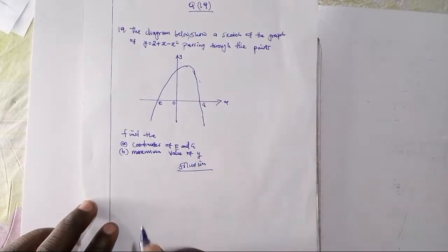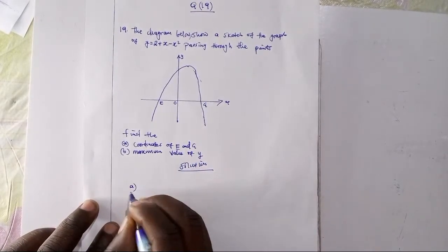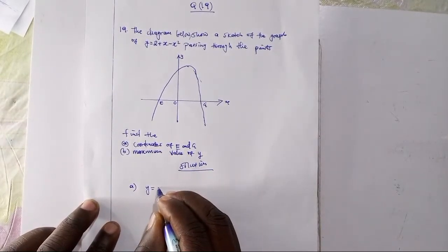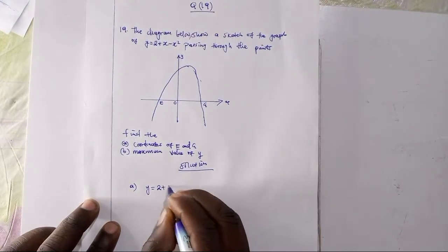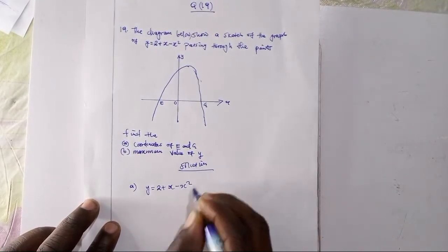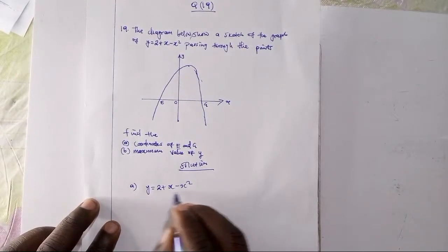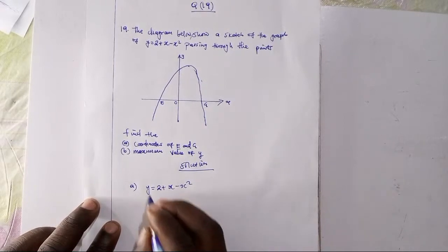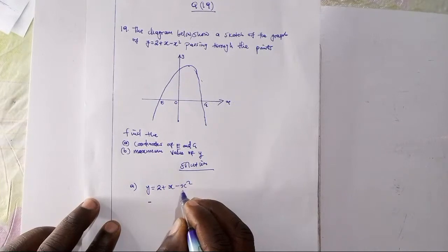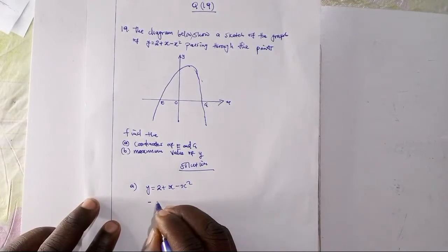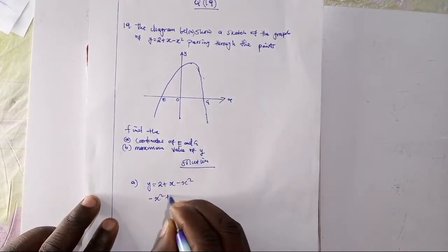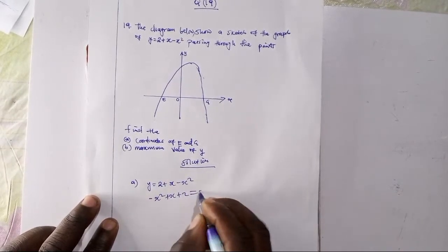For solution 1, we have this equation here, which is a quadratic equation: y equals 2 plus x minus x squared. So you have to make this quadratic equation equal to 0. We are going to start with the standard form, so minus x squared plus x plus 2, which is equal to 0.